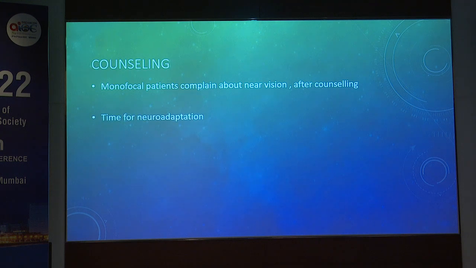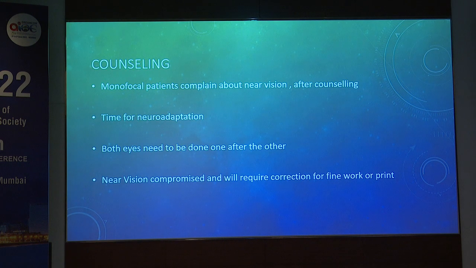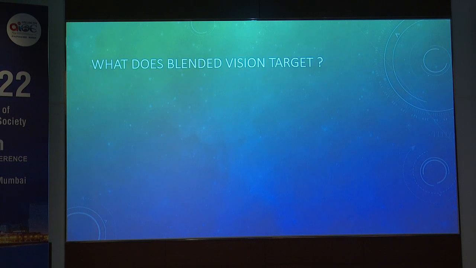And so we need to explain to the patients very, very carefully when we are doing monovision. We have to explain about time for neuroadaptation. Both eyes need to be done one after the other, and it is always good to do one eye after the other and not simultaneously, because once you do one eye, you know exactly whether you have reached your target, and then you can tweak the other eye a little bit depending upon the results for the first eye. Near vision is compromised and will require some correction for fine work or print. This is something that needs to be counseled to all these monovision patients.